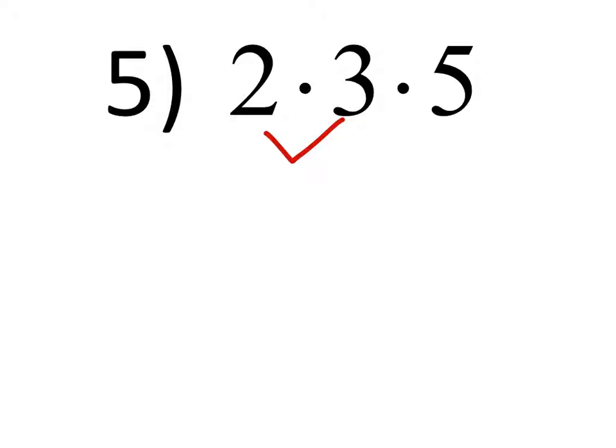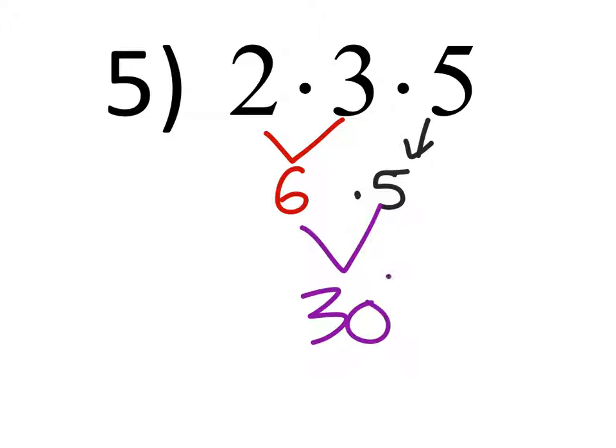All right, so from left to right, I've got 2 times 3. So 2 groups of 3 would be 3, 6. And then I've still got this 5 right here. Now I've got 6 groups of 5. 5s are pretty easy to count by. I like those. 5, 10, 15, 20, 25, 30.